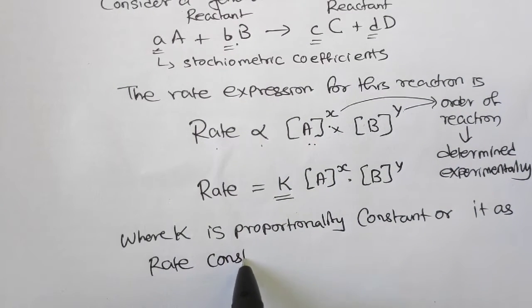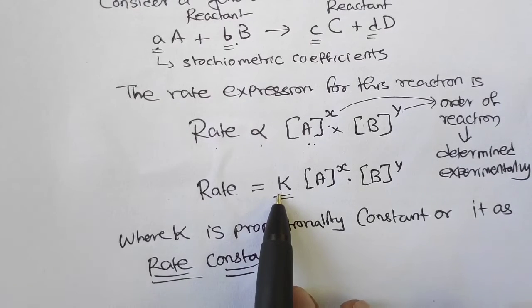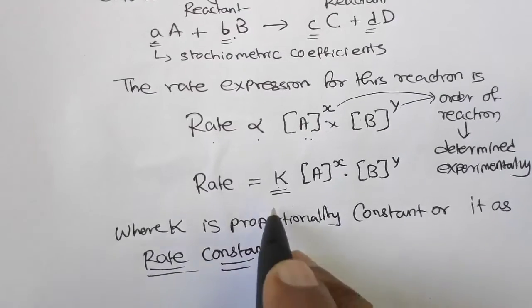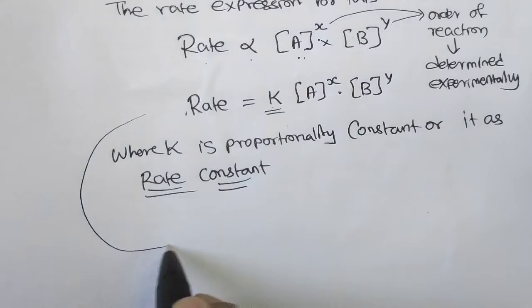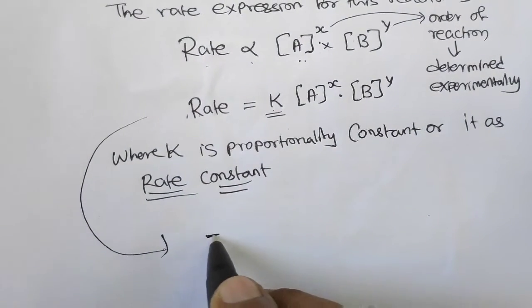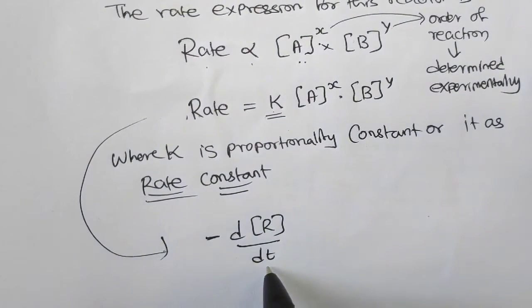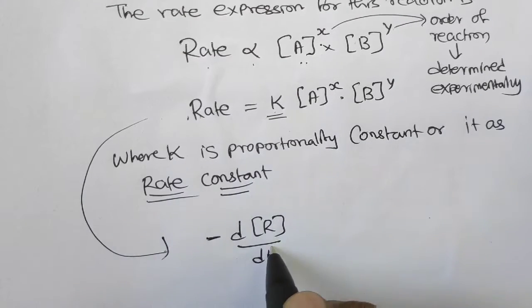What is this? Rate constant. So the new term you have studied in this topic, that is K, is nothing but what we can call a rate constant. Understood? Now this same equation can also be written as minus d by dt, in differential form. Now we write the differential rate equation. Understood?